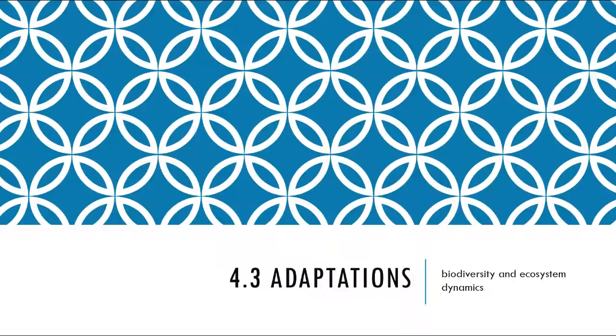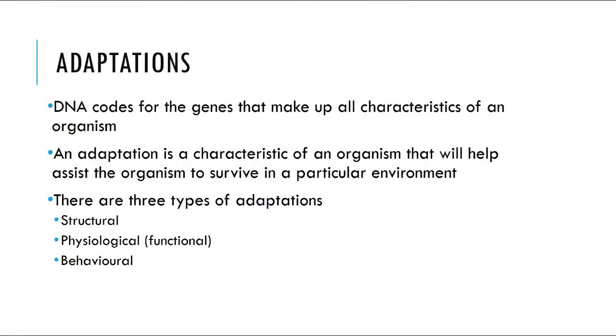Hi guys, so today we're going to be looking at adaptations, which is the third part of the fourth topic. So firstly, we need to understand that DNA is what codes for genes, and the genes are what make up all characteristics of an organism. An adaptation is a characteristic of an organism that will help to assist the organism to survive in a particular environment. And we're going to have a look at this in much more detail in this lesson.